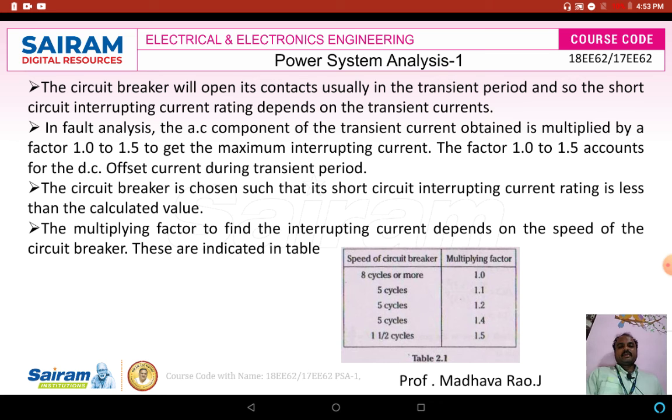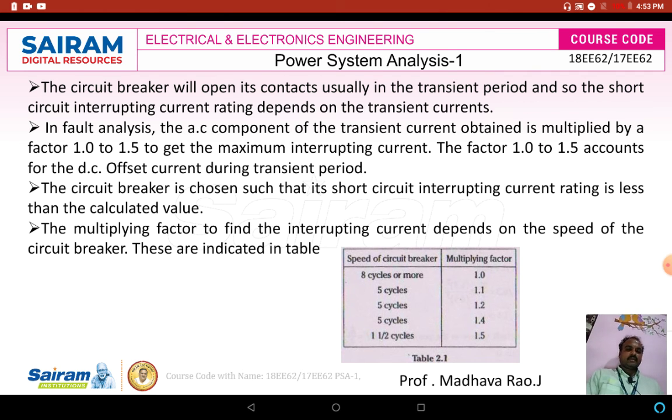The circuit breaker is chosen so that its short circuit interrupting current rating is less than the calculated value. So while choosing the circuit breaker, we need to take care that the interrupting current rating is less than the calculated value. The multiplying factor to find the interrupting current depends on the speed of the circuit breaker, as indicated in the table.